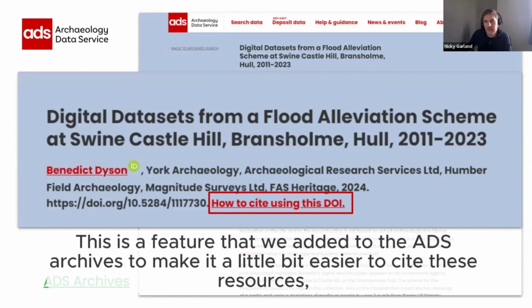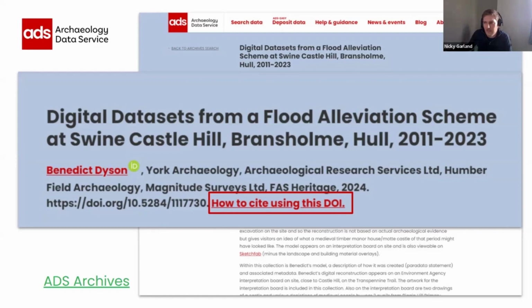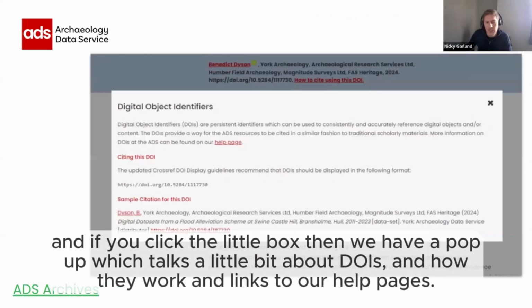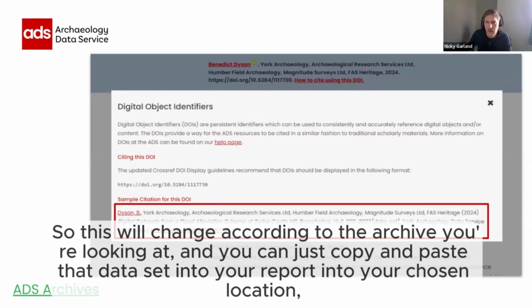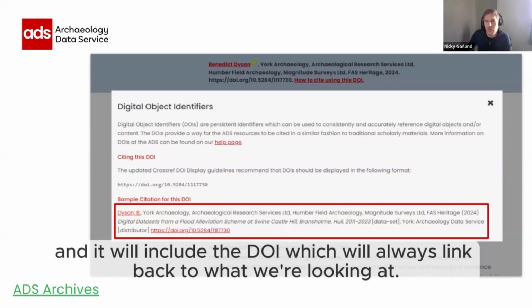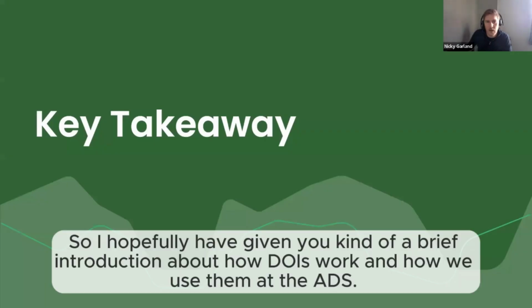This is a feature that we added to the ADS archives to make it a little bit easier to cite these resources. And if you click the little box, then we have a pop-up which talks a little bit about DOIs and how they work and links to our help pages. But also, more importantly, at the bottom, we have a sample citation for that particular data set. So this will change according to the archive you're looking at, and you can just copy and paste that data set citation into your report, into your chosen location, and it will include the DOI, which will always link back to what we're looking at.